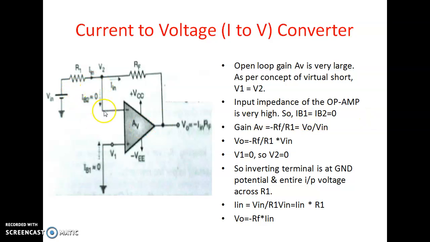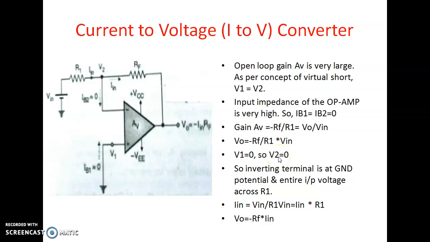So the current flowing through the inverting terminal and the non-inverting terminal, both we can consider as 0. The gain of the inverting amplifier can be written as AV = -RF/R1 = VO/VIN. So VO = -(RF/R1) × VIN. We know that V1 = V2, and V1 = 0 as the non-inverting terminal is connected to ground. Therefore V2 is also 0.